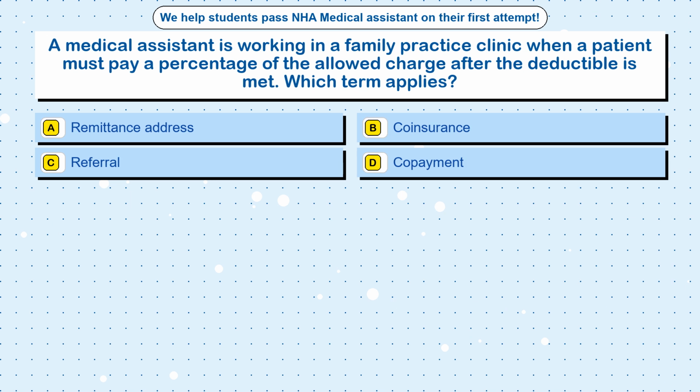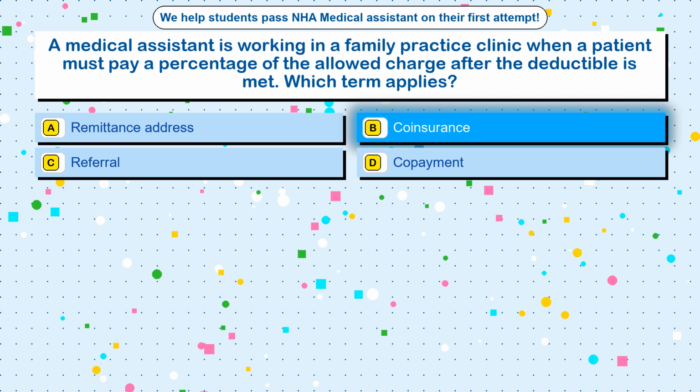Question 100. A medical assistant is working in a family practice clinic when a patient must pay a percentage of the allowed charge after the deductible is met. Which term applies? Option A, remittance address. Option B, coinsurance. Option C, referral. Option D, copayment. The correct answer is option B, coinsurance.